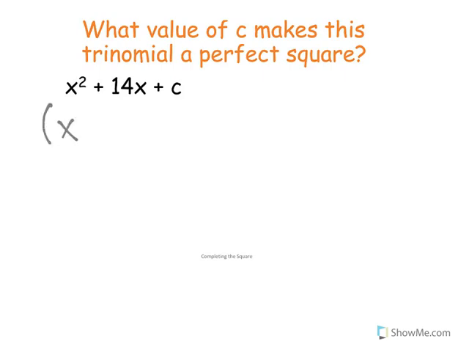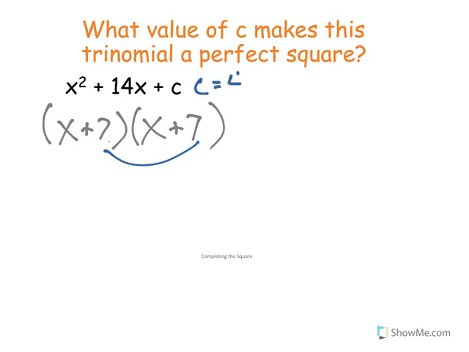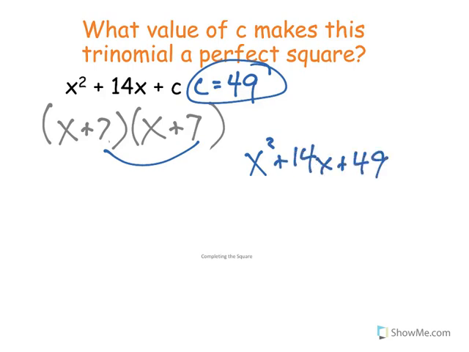So again, I've got my x, I've got my x, and I know that whatever number is here and here, those two numbers have to add up to 14, and they have to be the same. So that tells me they're probably going to have to be positive 7 and positive 7. Now when I check, I get x squared, I get 7x, I get 7x, which is 14x, I get 7 times 7, which is 49. So that tells me c should be 49. And if I want to check it, it looks like this: x plus 7, x plus 7. So it's the quantity x plus 7 squared.